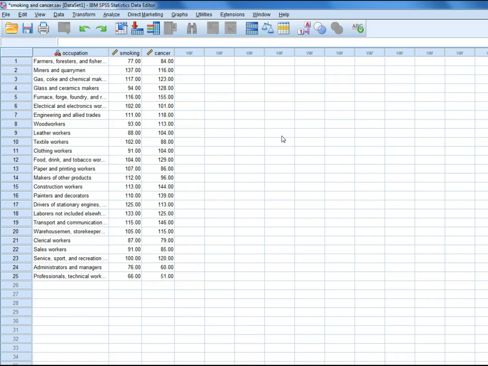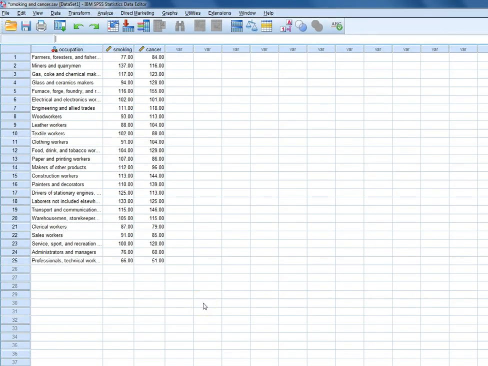Regression usually follows on after correlation. So once you have discovered that two variables are correlated, the aim is to find an equation connecting them and then predict a value for the dependent variable given a value for the independent variable. So in this example, we may want to predict the cancer rate if we're given a value for the smoking rate.